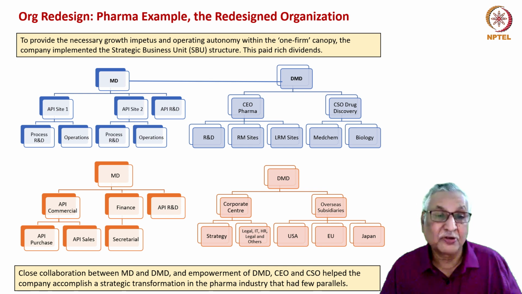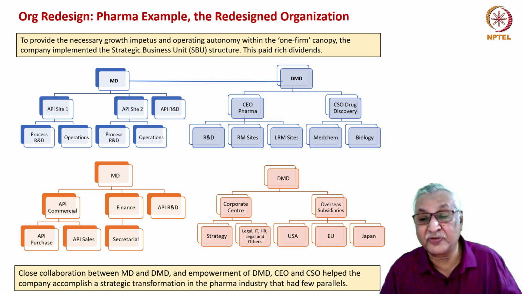Not only that, from a corporate point of view, there was a fair allocation of responsibilities between the MD and the deputy managing director. The managing director had API commercial, finance, and API R&D. API commercial looked after API purchase and API sales, whereas finance looked after secretarial and other functions.